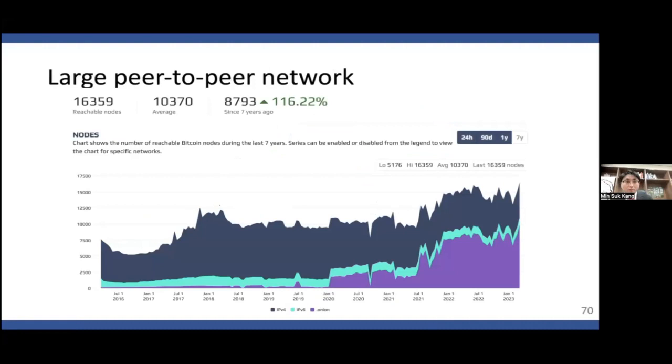It's getting larger and larger actually. 15,000 reachable nodes, meaning that they receive connections from any others, and there are at least one or two orders of magnitude more Bitcoin nodes that are just connected to those reachable nodes. So it really forms a large peer-to-peer network without any centralized party, which is a really interesting subject for research, because it is the largest man-made peer-to-peer network existing in the world.